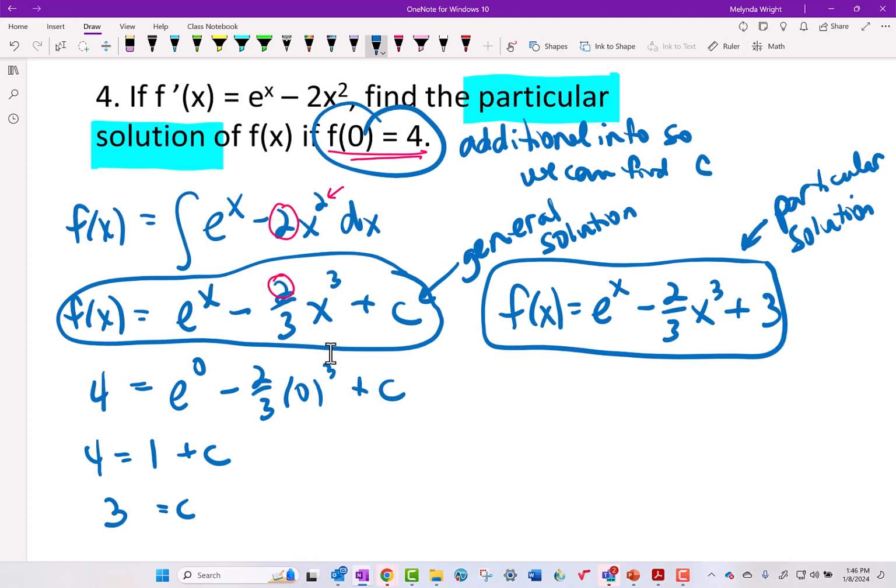Okay, are we okay on number 4? Yes? All right, let's look at number 5.